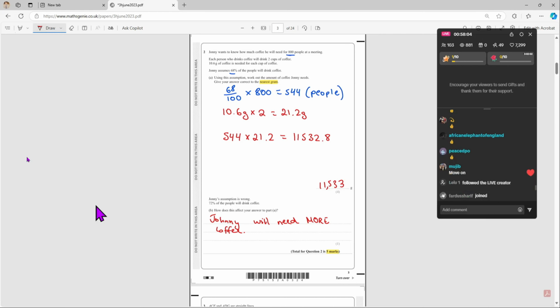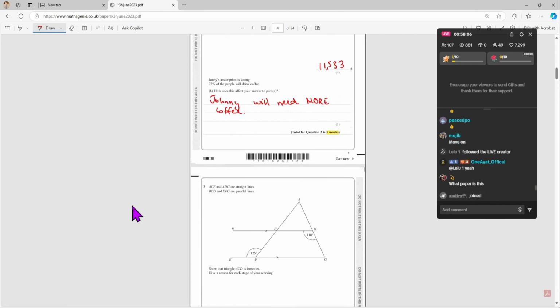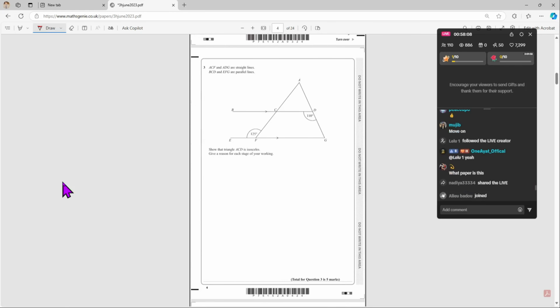Okay, let's move on to our next question. Question number 3. This is paper 3 higher, guys, so you can use a calculator. And this is Edexcel. So, we have question number 3.